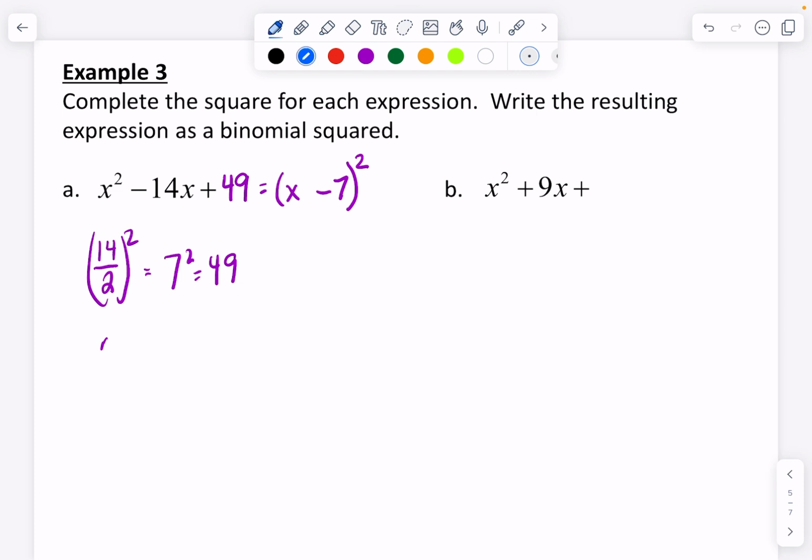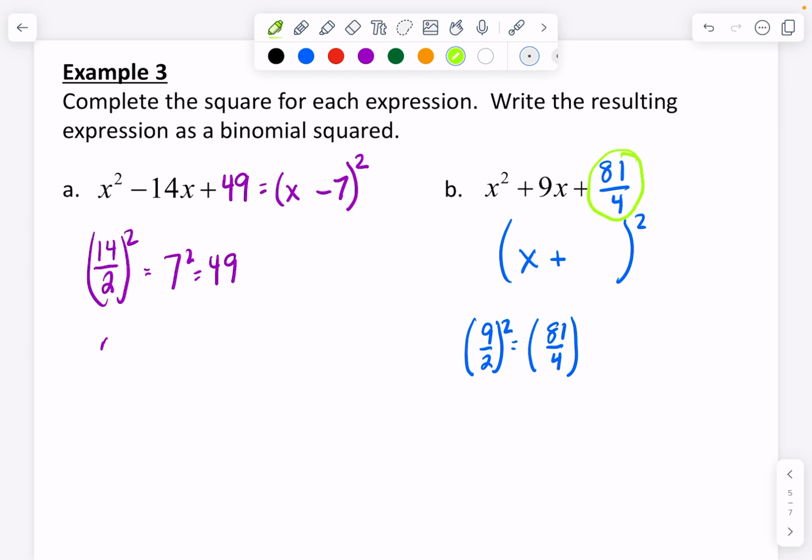Now on this other one, I take 9 divided by 2 and I square it. Well, that doesn't simplify at all. So that's 81 over 4. I add in 81 over 4. Now this factors to x plus the square root of this number, or 9 over 2.